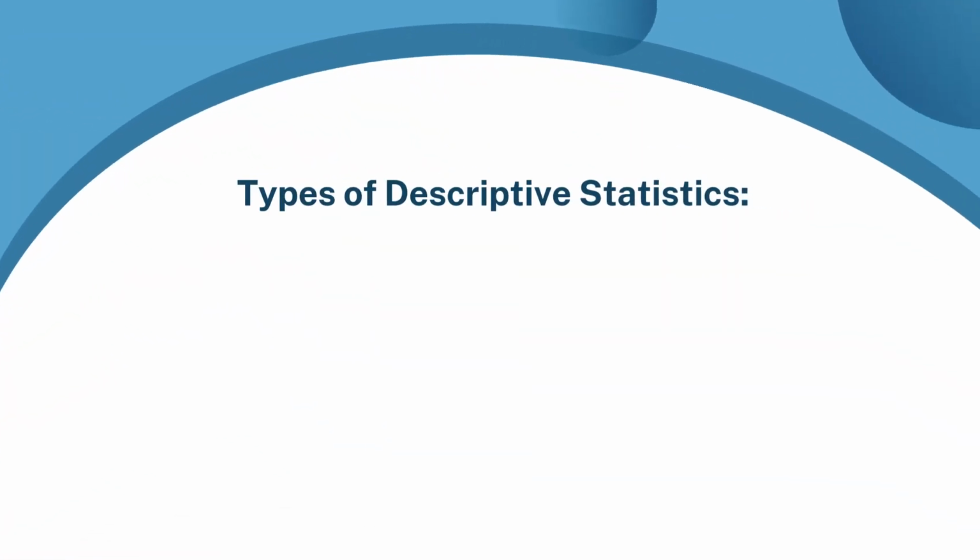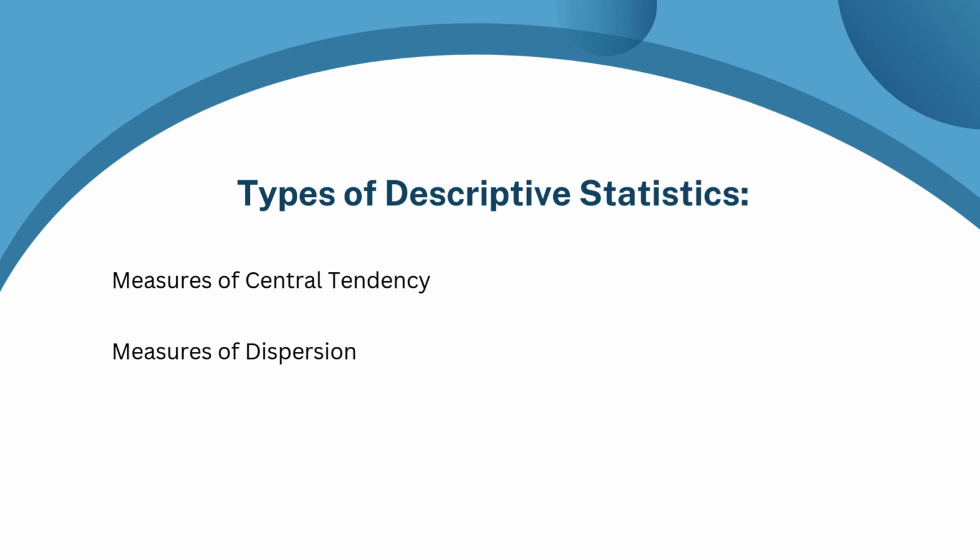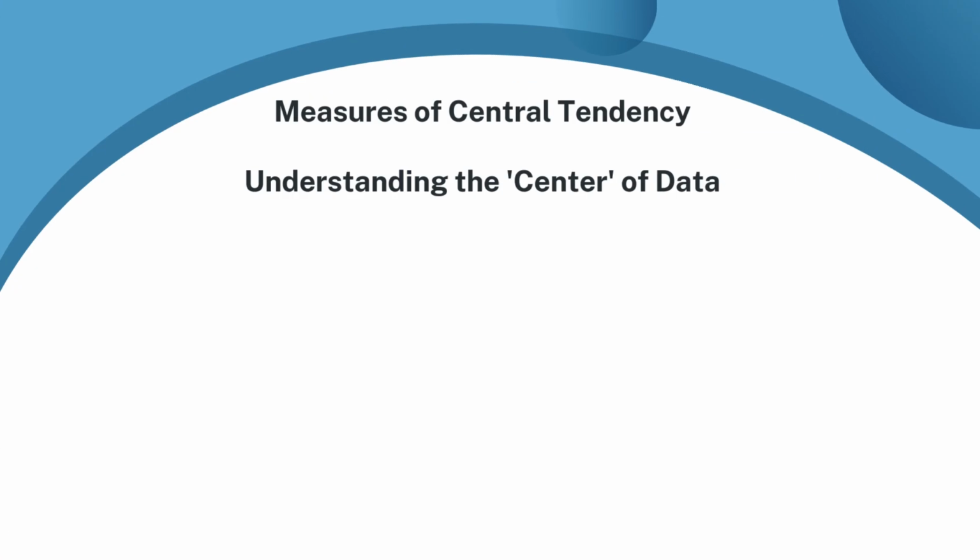Now that we've introduced descriptive statistics, let's break down the key types and what they tell us about a dataset. Descriptive statistics can be grouped into three main areas: measures of central tendency, measures of dispersion, and frequency distribution. Each plays a unique role in helping us understand data. Let's start with measures of central tendency. These are tools that help us understand the center or typical value in a dataset. They include the mean, median, and mode, each providing a slightly different perspective.